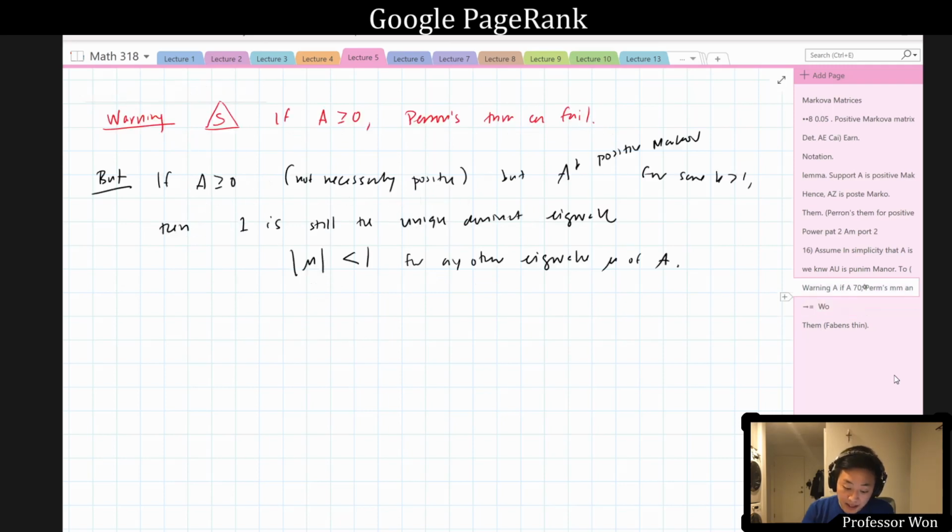And we also discussed how if you're not necessarily positive, but some power is positive, then you still get this uniqueness of 1 as the unique dominant eigenvalue. Okay, so today we're going to apply this theorem essentially to develop the notion of Google PageRank. But before we can do that, I want to introduce some terminology from graph theory, which will pop up at various points during this course.